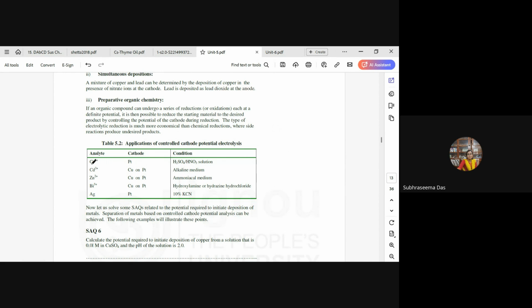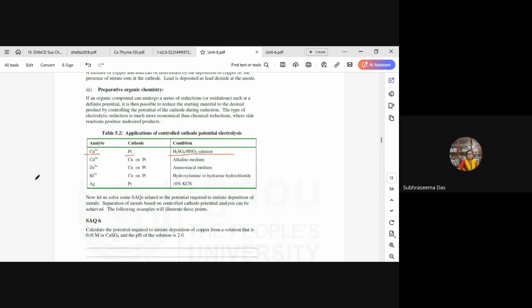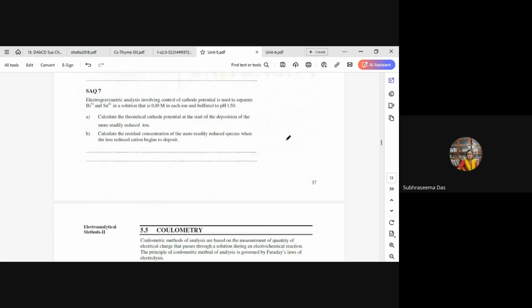Here we can see that if the analyte is Cu2+, a platinum cathode is taken, and the electrolytic solution is H2SO4 and HNO3 solution. Similarly, other analytes and their particular conditions have been mentioned here in table 5.2.